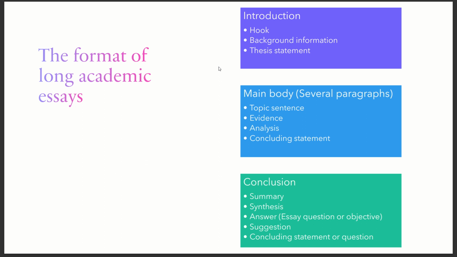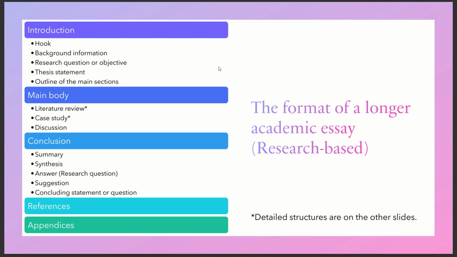Okay, continuing, what about the format of a longer academic essay? This one is research-based. Okay, so once again, you have an introduction paragraph inside which you have a hook, you have background information, you have a research question or objective, you have a thesis statement, you can also have an outline of the main sections there. Oh, sorry guys, not an introduction paragraph, I meant an introduction part. It can have more than one paragraph. But it's better if you can finish it in one.